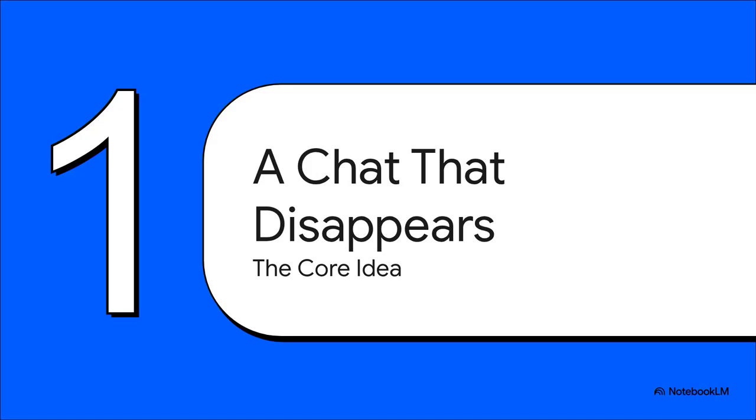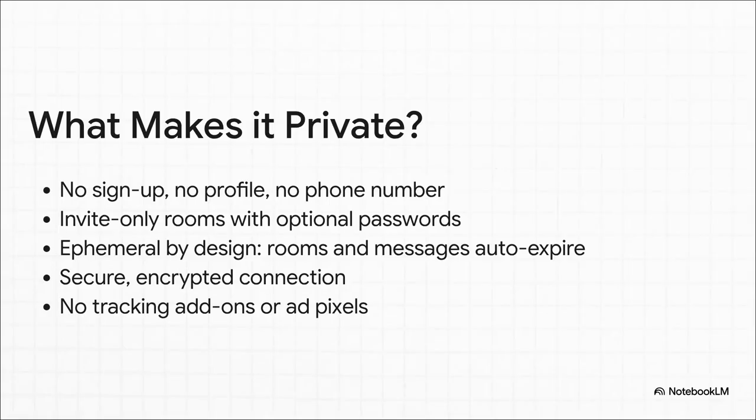So, the whole idea behind JesterChat is that some conversations just shouldn't have a history. It's all about creating a space that's private, that's secure, and most importantly, that's ephemeral, which is just a fancy way of saying it's designed to last for a very short time. So how does it actually do that?